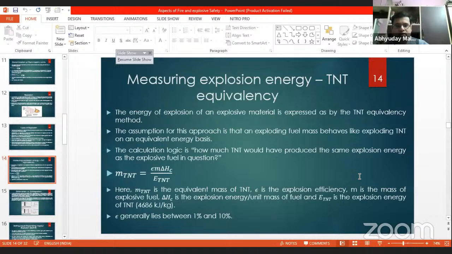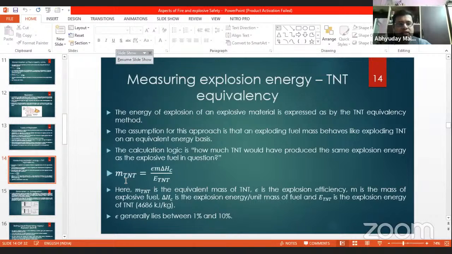And the logic of calculation is how much TNT would have produced the same explosion energy as the explosive fuel in question. Suppose, for example, you have an LPG Horton sphere or a spherical pressure vessel which contains LPG, and that bursts and the LPG explodes, releasing some amount of energy. So my question will be, how much TNT would have been required to produce the same amount of energy as released by that LPG? That will be called the TNT equivalent of that explosion.